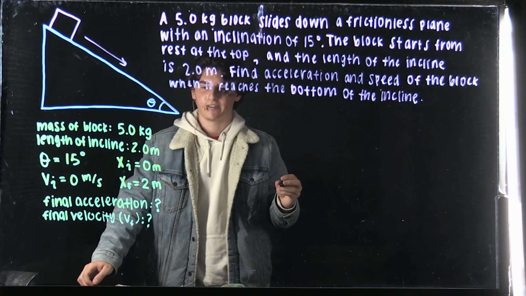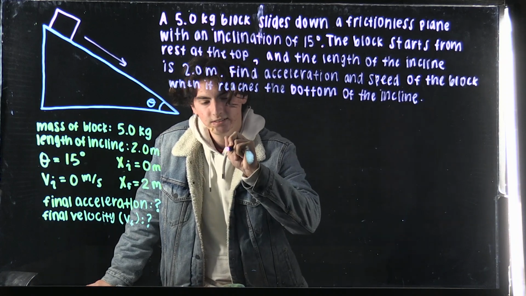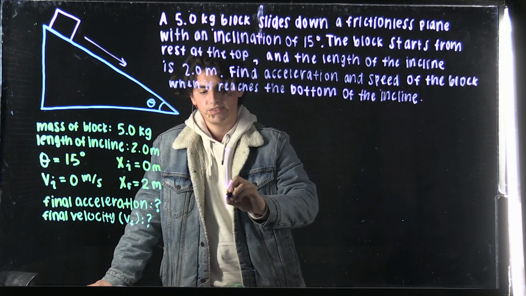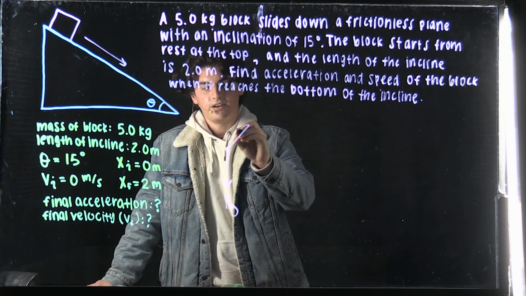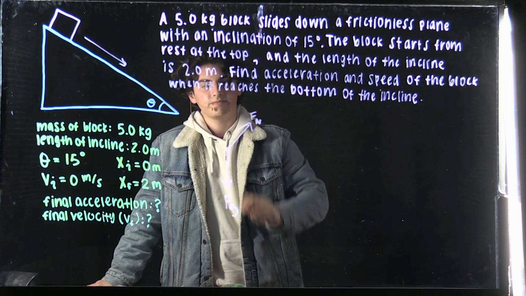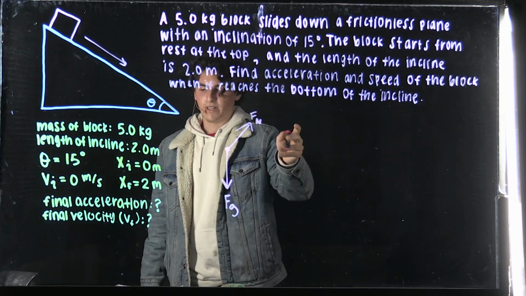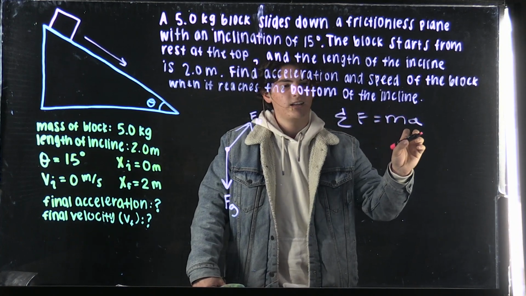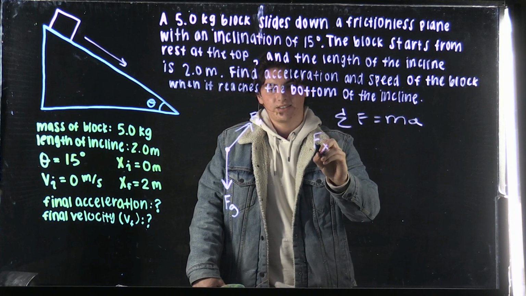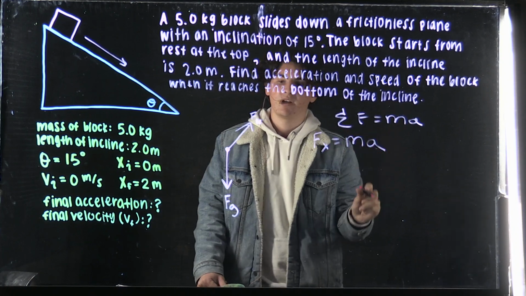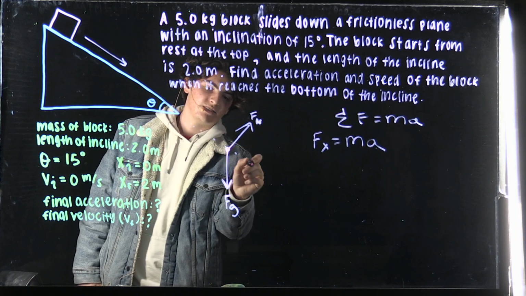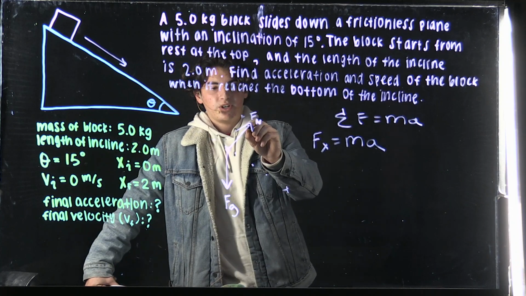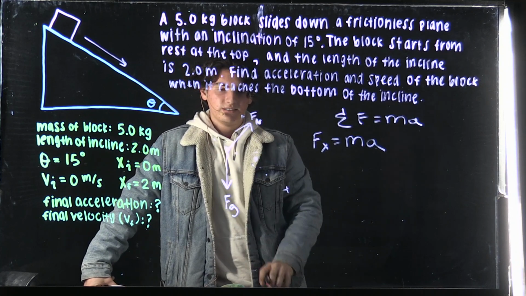So first we should draw our free body diagram. We'll label the forces acting upon it, which are the force of gravity and our normal force. With Newton's second law, we can say that the sum of the forces is equal to ma. So the forces in the x direction are equal to mass times acceleration. We can visualize this: this is our x-axis and this is our y-axis right here.